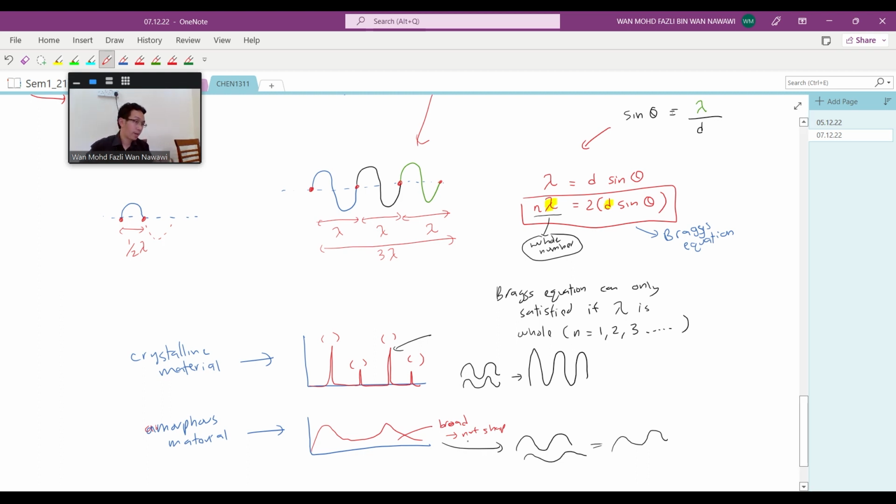Okay, so that's why XRD is only used to analyze crystalline material. Let's say you cannot do XRD for water, because in water the molecules move here and there, so you cannot really fix the water molecules in one position. So that's why people don't do XRD for liquid. People do XRD for solid only. Okay, for solid only.